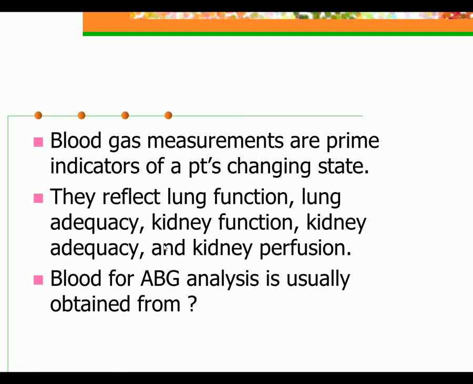The blood for ABG analysis is usually obtained from where? Radial, brachial, and or femoral, with your radial being the most common. Now, if you have someone in the unit, which we'll be doing in critical care this summer, and they have an ART line, then you can draw blood from that. And there are some protocols that you have to follow to be able to do that.